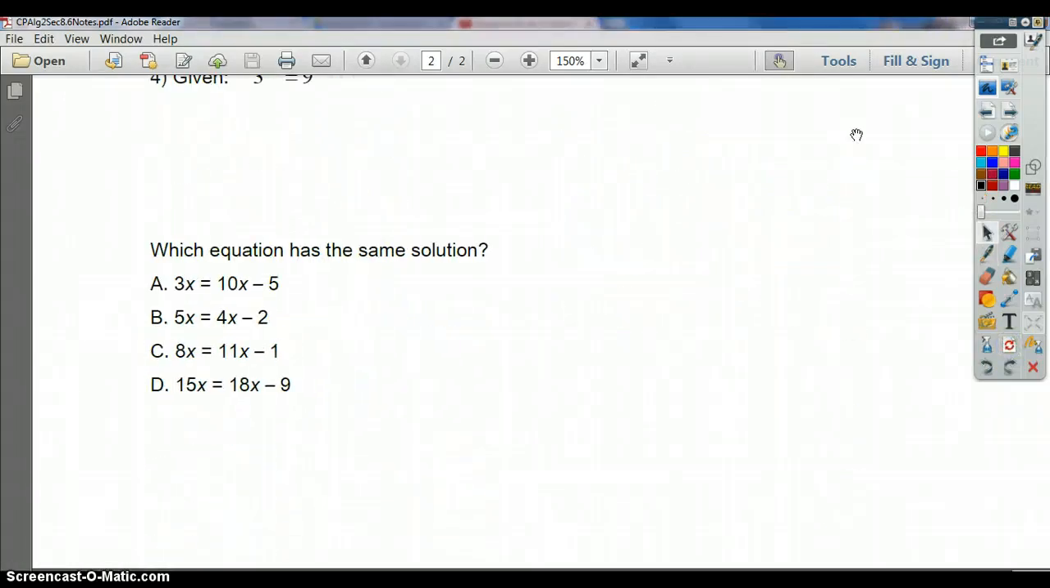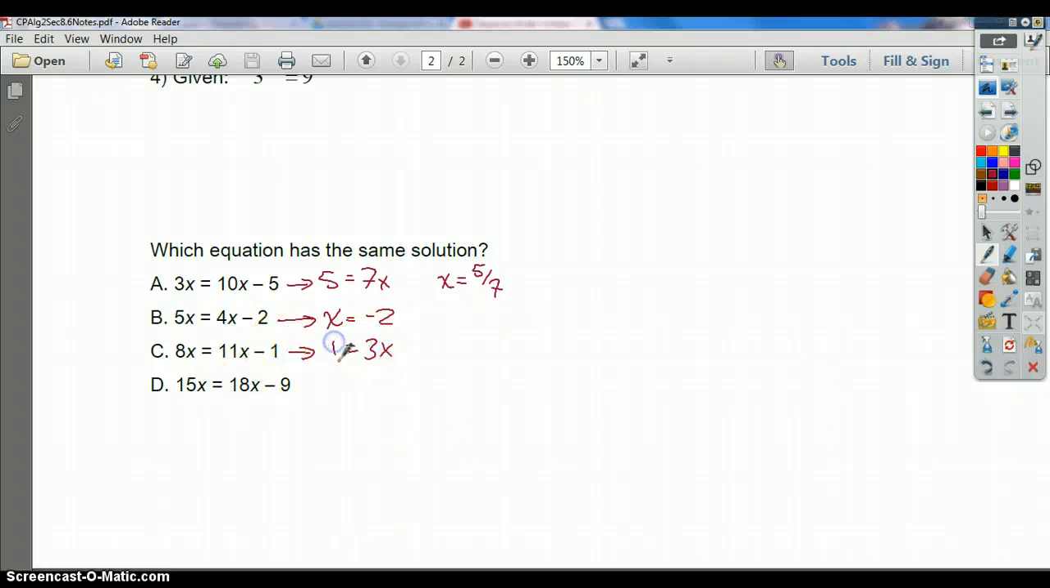Which equation has the same solution? That's a good question. Quick algebra problem. So if I subtract 3x here, add 5 over, I get 7x equals 5, so x is equal to 5/7. Over here, this will be x equals negative 2. This one here would be, if I subtract that, that's 3x. I'm going to move 1 over to be positive 1. So x is 1/3. And then down here, that's going to give me 3x equals 9. Divided by 3, I get x is 3.